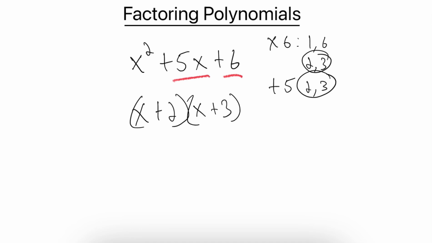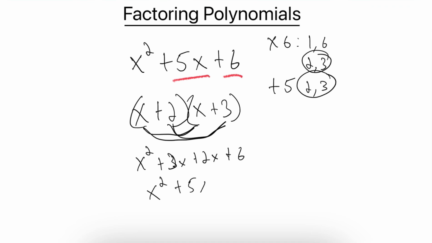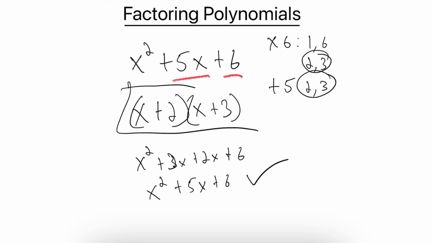And always remember to check your work by doing FOIL. x squared plus 3x plus 2x plus 6. x squared plus 5x plus 6. And that's right. So our answer is right there.